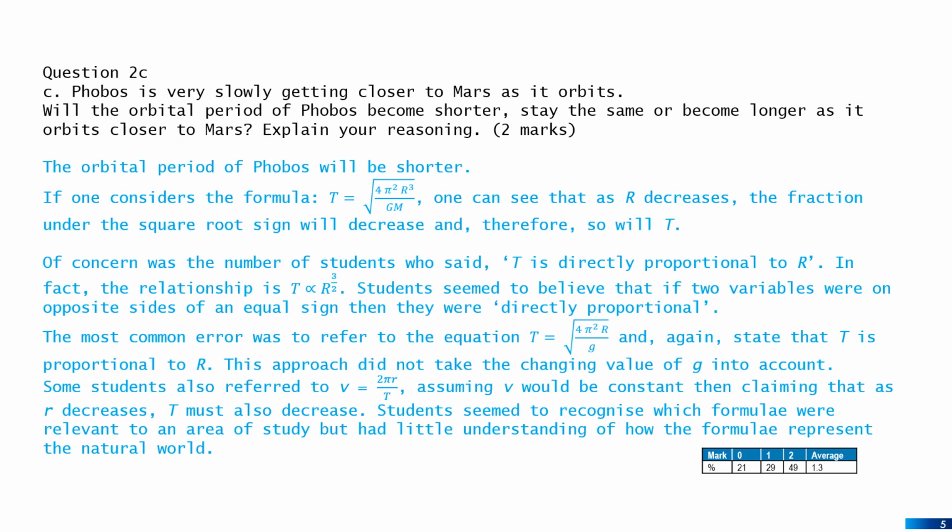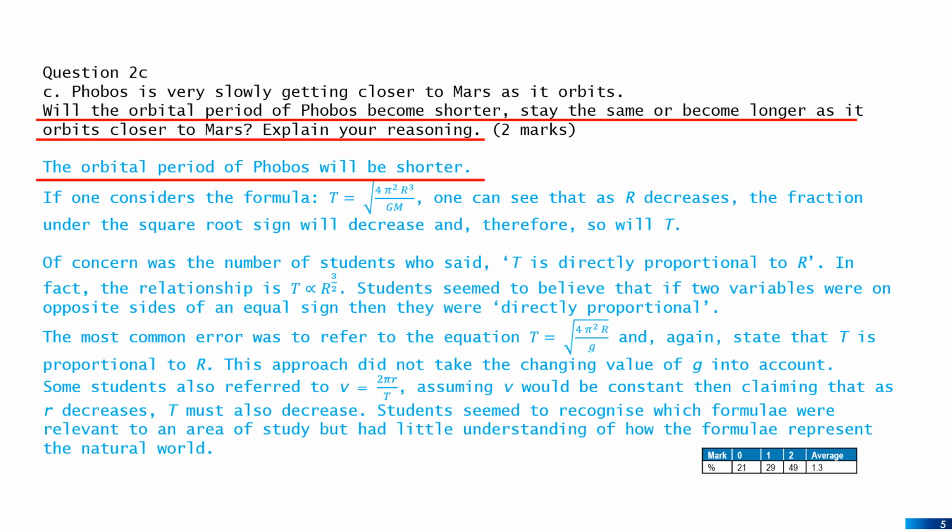Will the orbital period of Phobos become shorter, stay the same, or become longer as it orbits closer to Mars? The orbital period of Phobos will be shorter if it orbits closer to Mars. If we consider the Kepler equation, we can find that as r decreases, the fraction under the square root sign will decrease, and therefore, so will T.